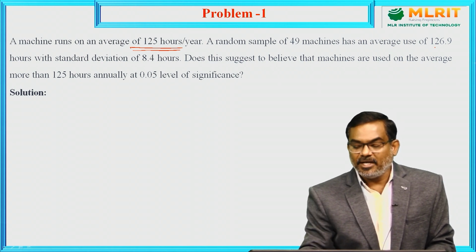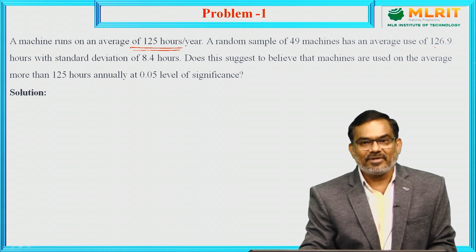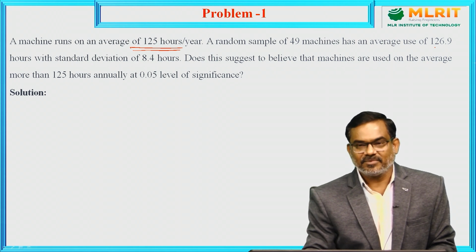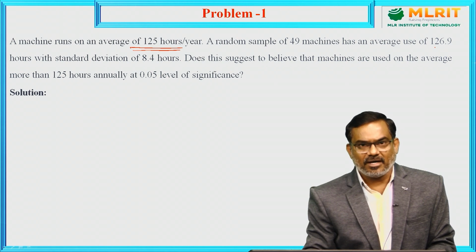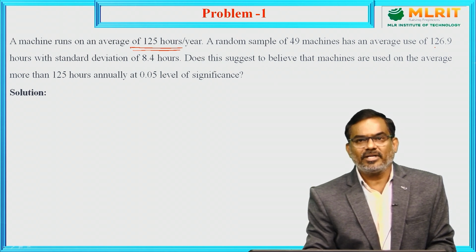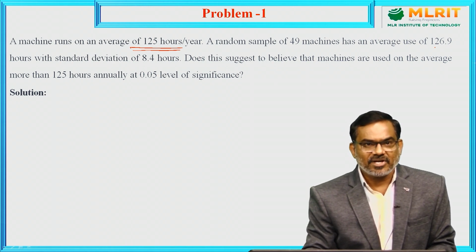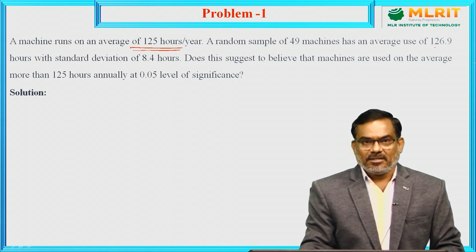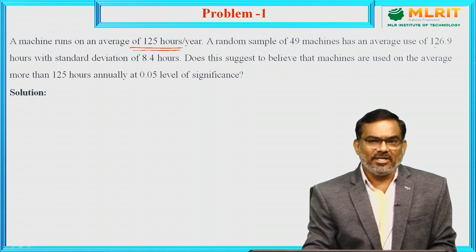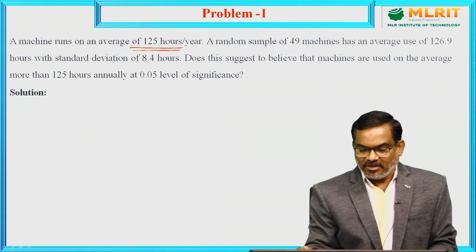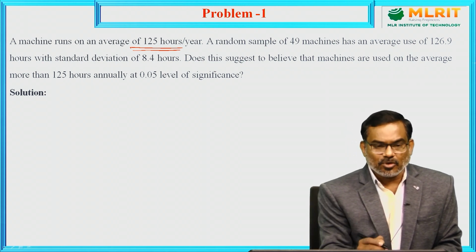Does this suggest to believe that machines are used on the average more than 125 hours annually at 5% level of significance? That is the question. So, again I repeat, a machine runs on an average of 125 hours per year. A random sample of 49 machines has an average use of 126.9 hours with standard deviation of 8.4 hours. Then, does this suggest to believe that machines are used on the average more than 125 hours annually at 5% level of significance? Now, coming to the solution part.